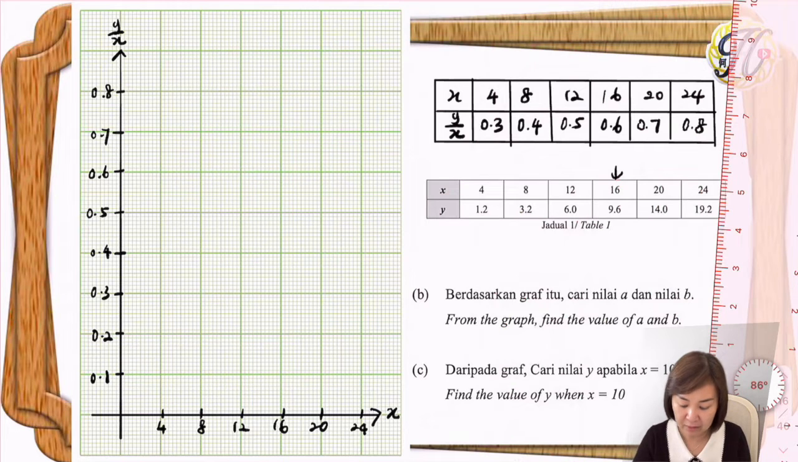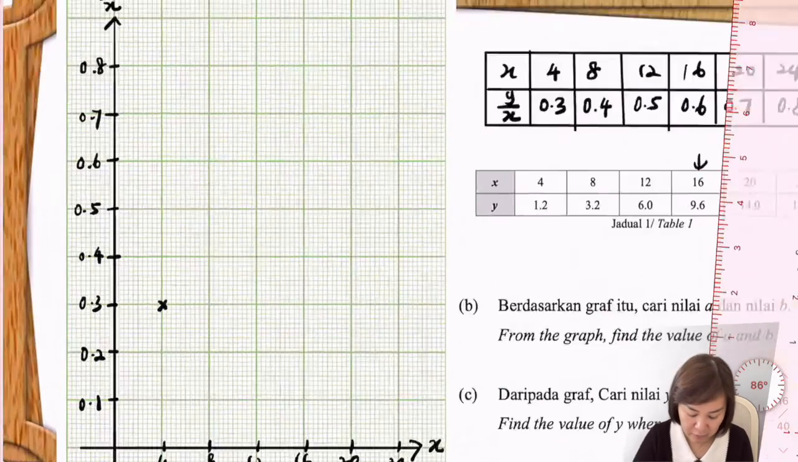Okay, yang pertama, 4. So, 4 is 0.3. Okay, ini cukup-cukup di sini lah. Ngam-ngam di sini. Okay, so kita plot. Kalau nampak juga boleh zoom sikit.